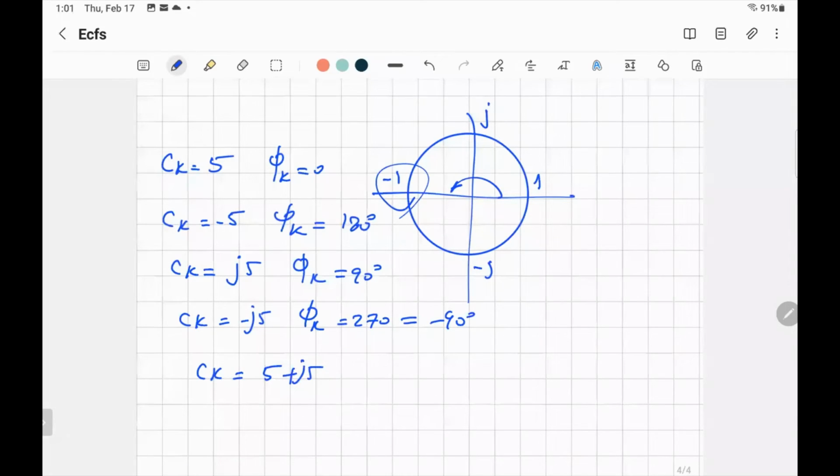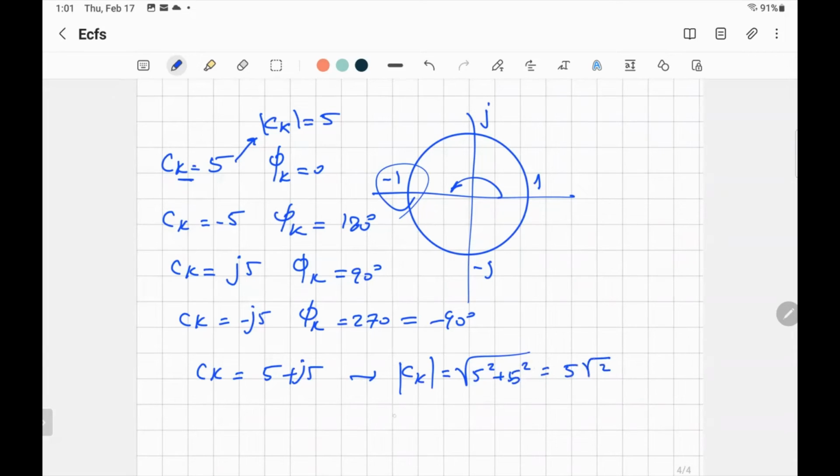But before I go to this point, what is the magnitude of CK in this case? If you want to find the magnitude of 5, it's 5. What is the magnitude of CK equal to negative 5? 5, the absolute value of negative 5. What's the absolute value of j5? 5. The magnitude of negative j5? 5. Right. The magnitude of 5 plus j5, then you have to do the root. You will say square root of 5 squared plus 5 squared. That will be 5 square root of 2.